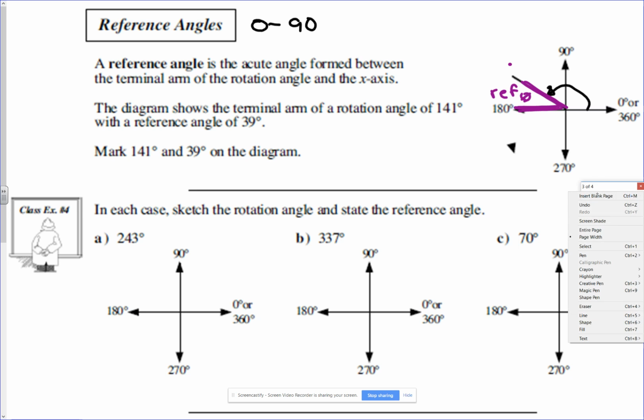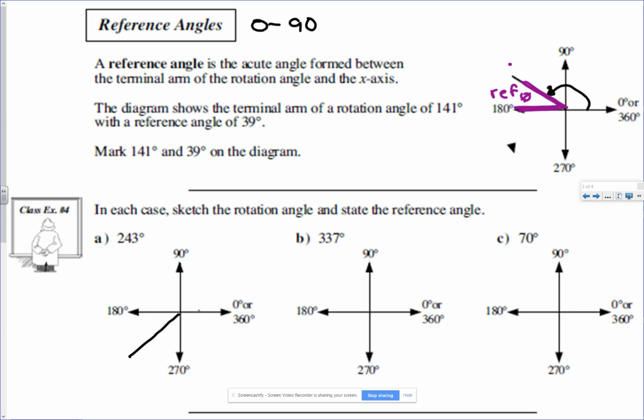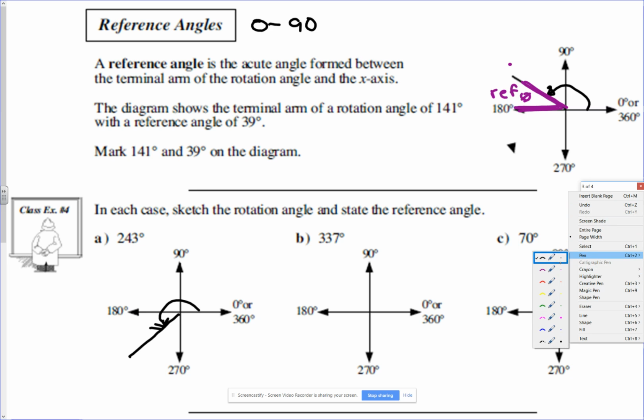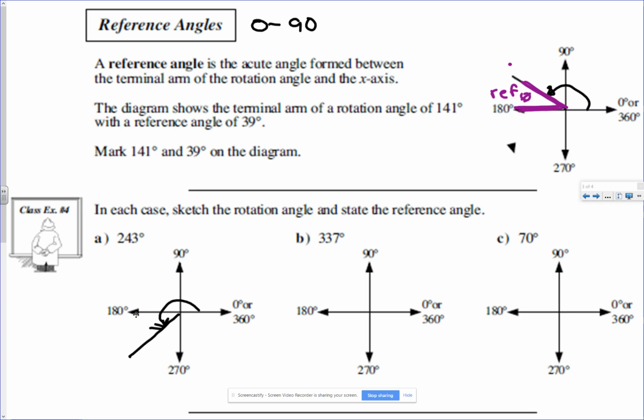So here I want to draw my reference angle in. So I have 243, which is right there. That would be my standard angle. And then I need to go draw my reference angle. So my reference angle is always between my x-axis and my arm. So there's my x-axis, and there's my arm. So I need to figure out how big my reference angle is here.